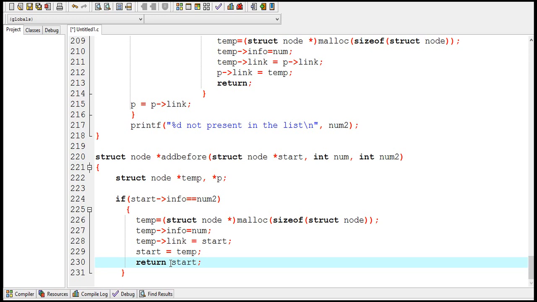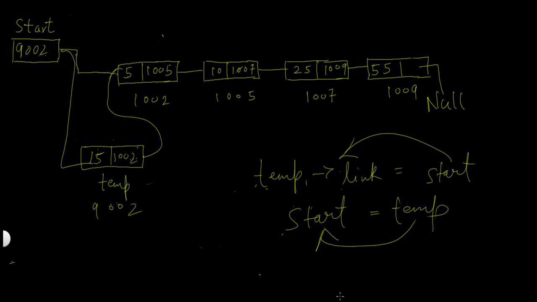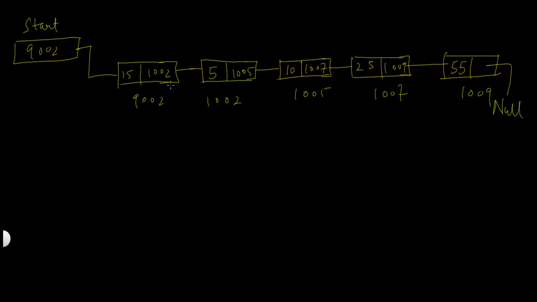Now adding a node before the first node will change the value of start. So start should be returned to the main function so that in the main function the value of start is updated. That's why this function is of type struct node pointer so that it can return the value of start. So in this way a new node will be added before the first node.